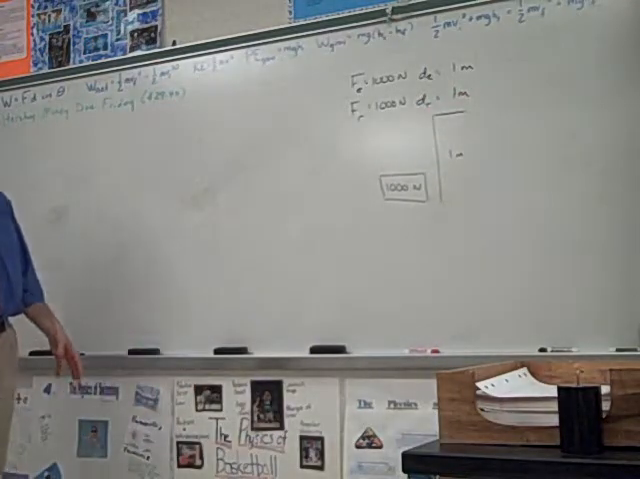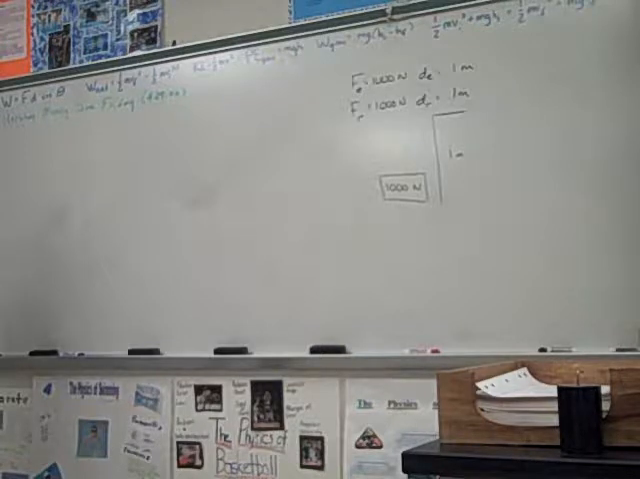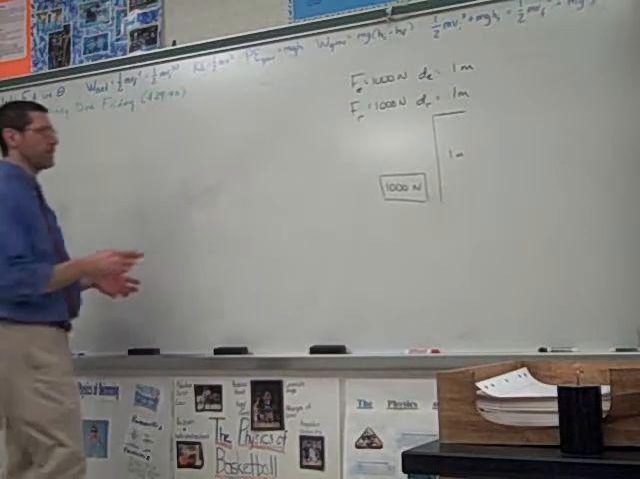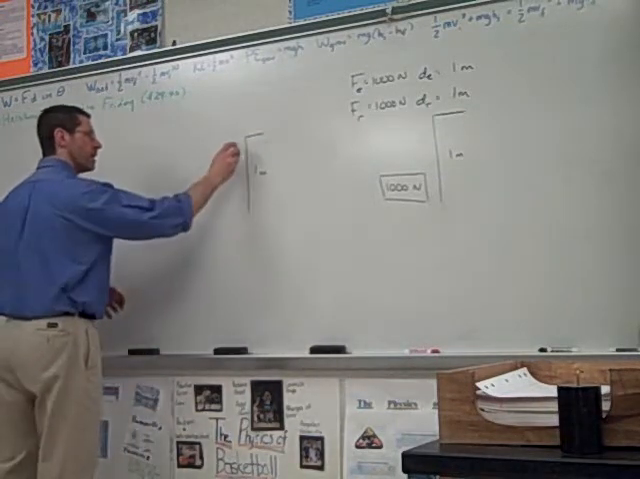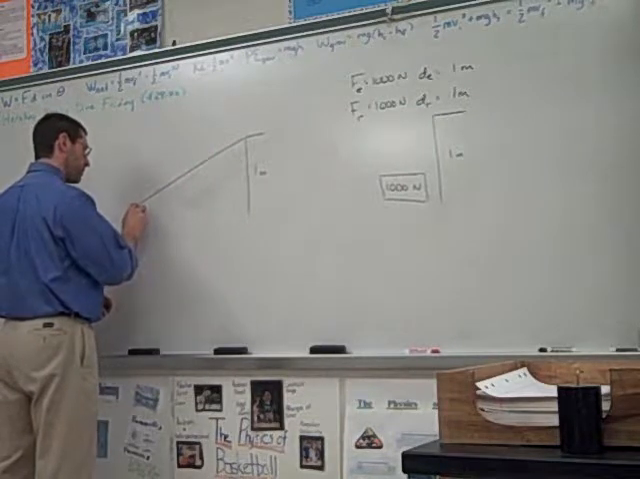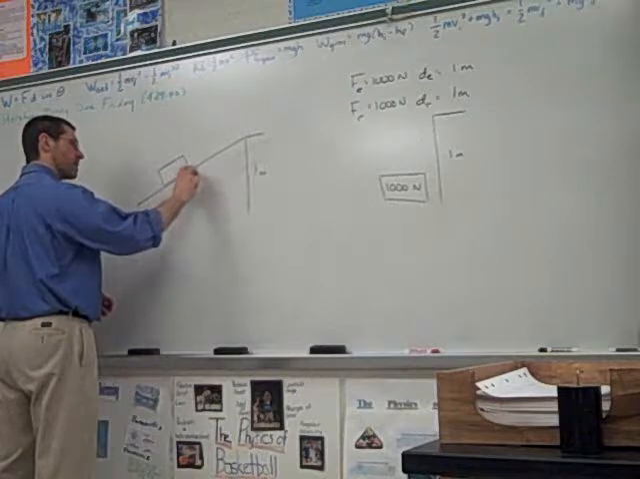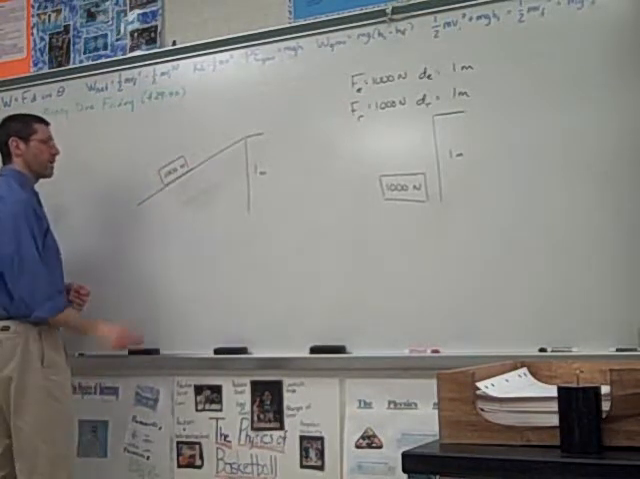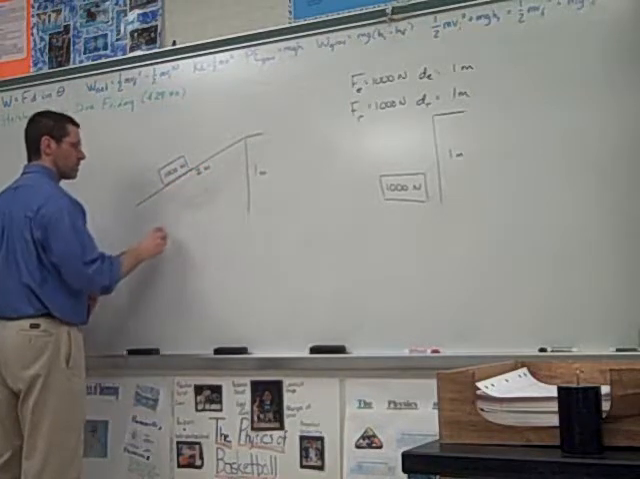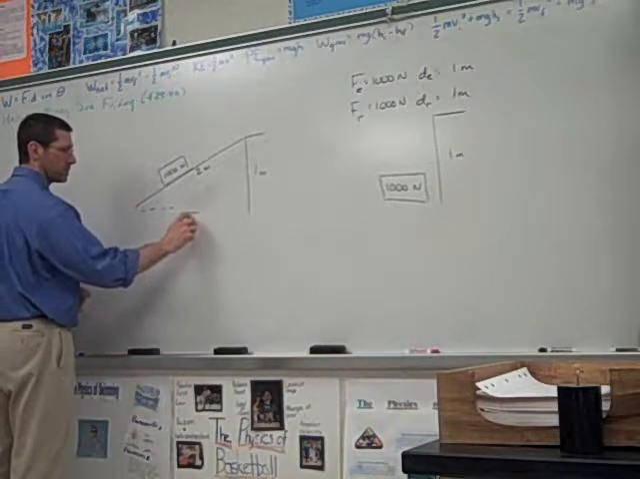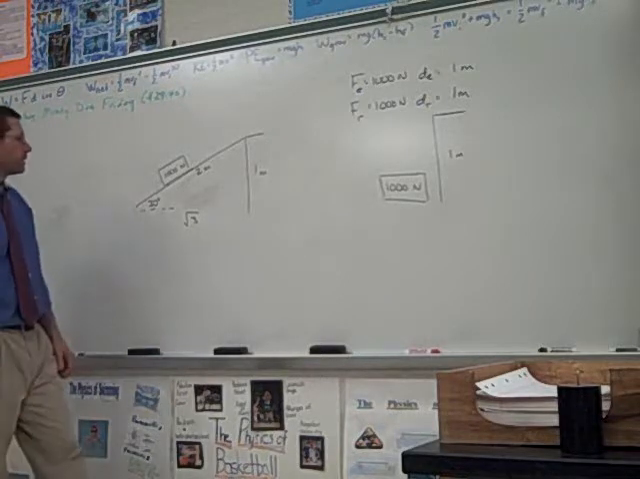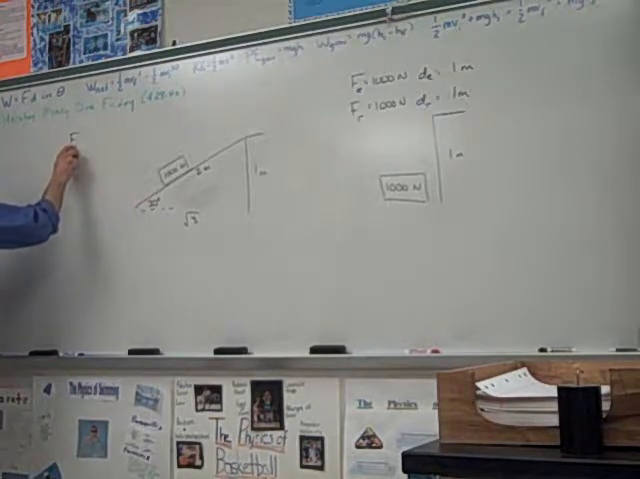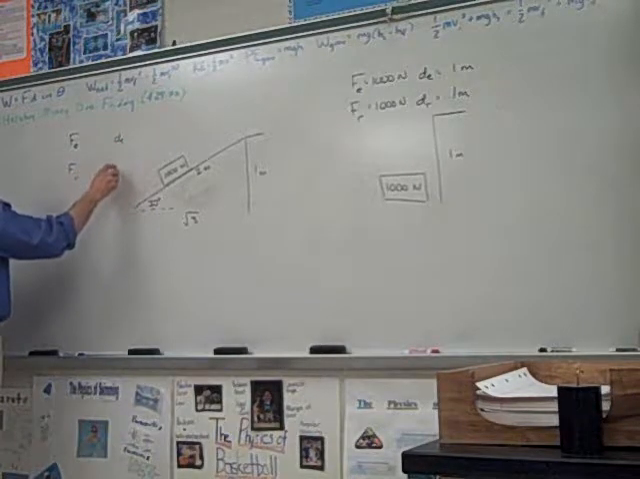Okay. But 1,000 newtons is just too much for me to lift. So I want a simple machine to make it easier. Maybe propose a simple machine. A ramp. Okay. So here's a ramp. So there's our 1 meter height. Now we hook this ramp to it. There we go. And we're going to be able to push our 1,000 newton box up our ramp. Let's say the length of the ramp is 2 meters. That would mean that we had a triangle with a 30-degree angle there. So now, let's look at the four variables again: FE, FR, DE, and DR.